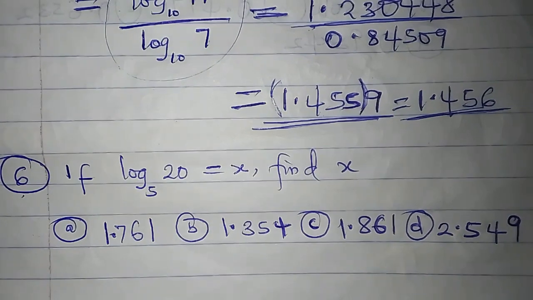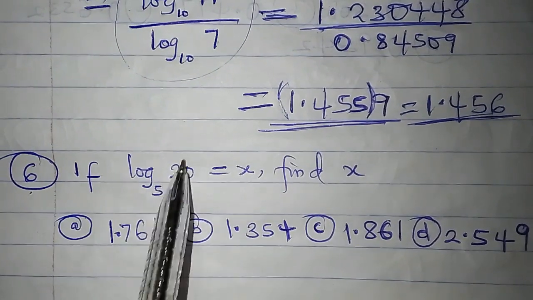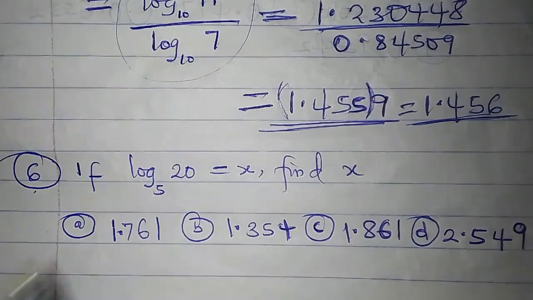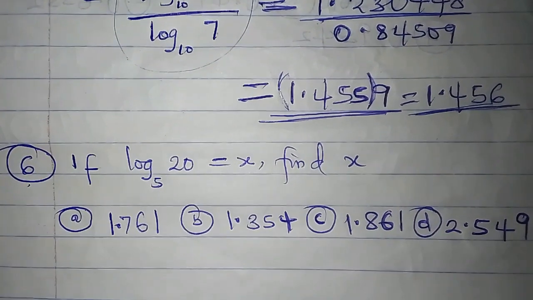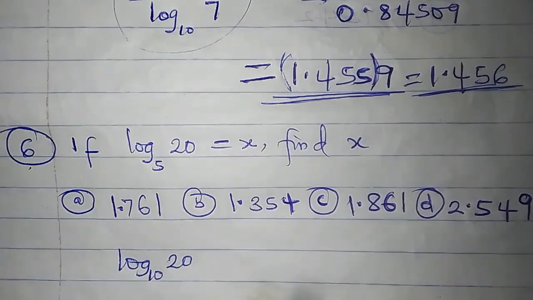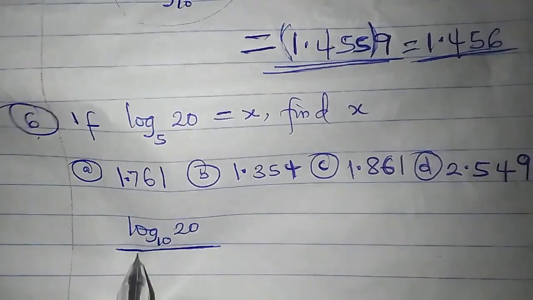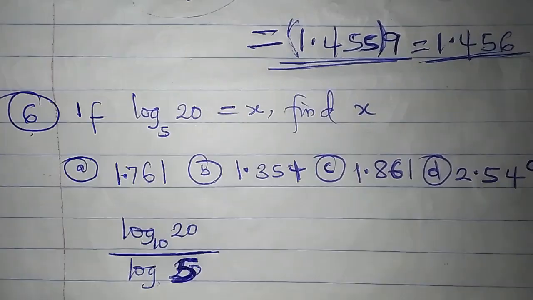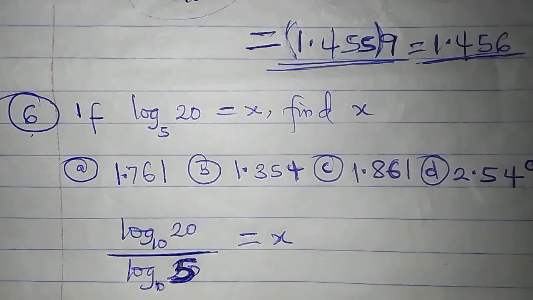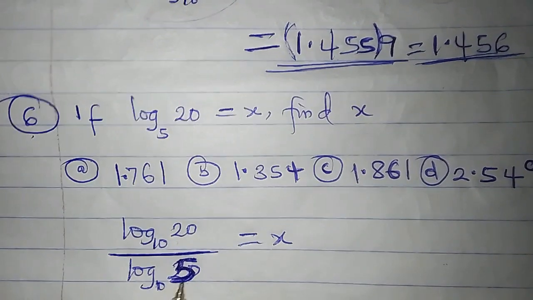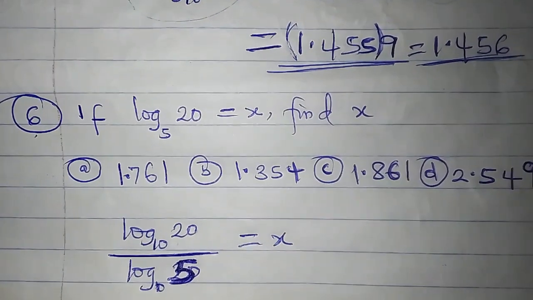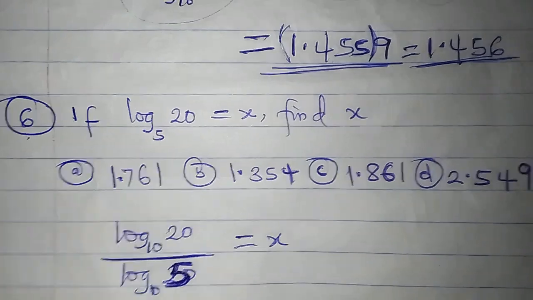Let me assist you in the beginning part. I can't evaluate this log if I don't change the base to 10. So this is what I will do. It's simple. Log 20 to base 10 divided by log 5 to base 10 equal to x. So what you will do is punch your calculator for log 20, punch your calculator for log 5, divide the value of log 20 by log 5, and tell me which of these options is correct. I will wait for you in the comment section.